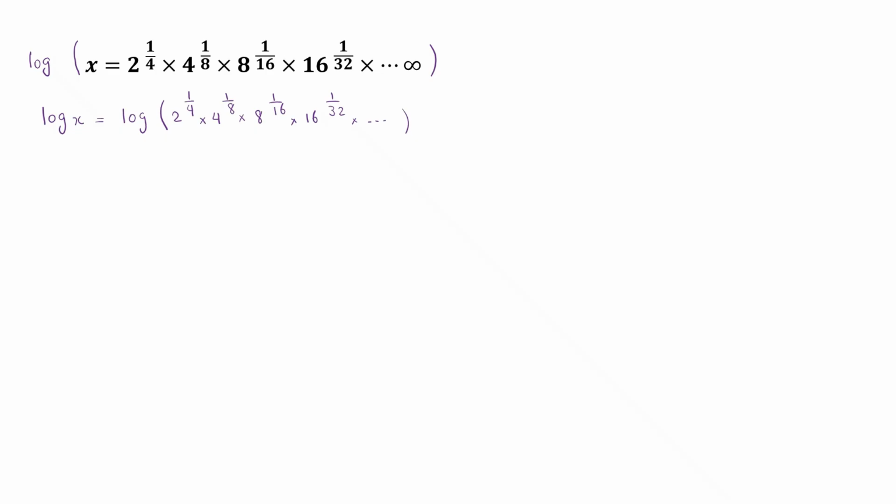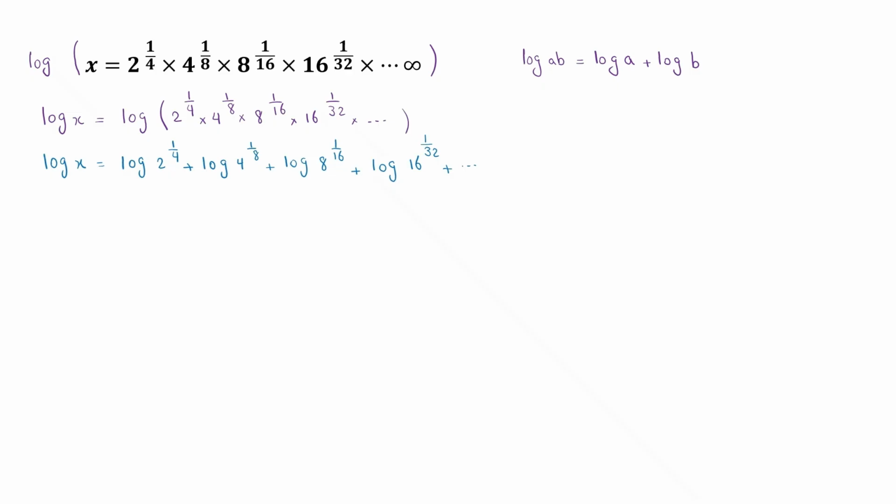Now with the first rule of logarithm, I would like to write log of AB as log of A plus log of B. Now the right side can be written as log of 2 to the power of 1 over 4 plus log of 4 to the power of 1 over 8 plus log of 8 to the power of 1 over 16 plus log of 16 to the power of 1 over 32, and so on.